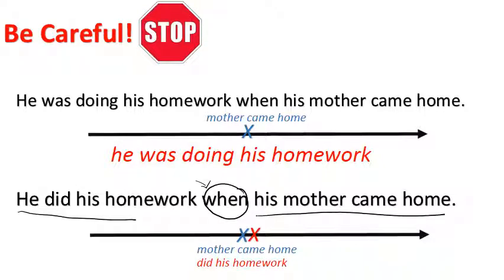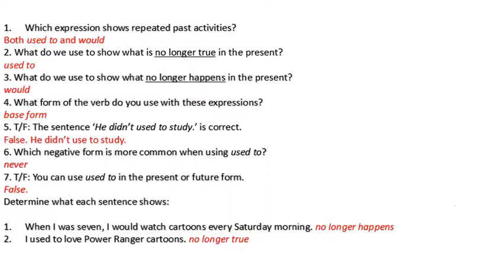Now, had it been vice versa, his mother came home when he did his homework, it would mean that his mother came home when he started doing his homework. Do you see what I mean here? So pay attention. When the simple past is used at the same time in the sentence, you need to, at this point, determine when something happened before the other.